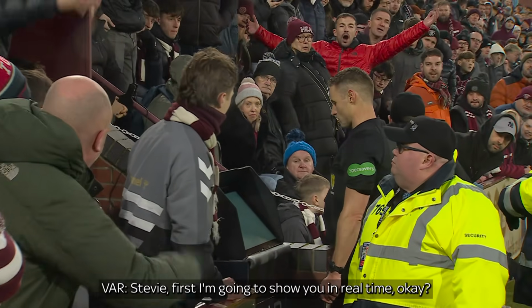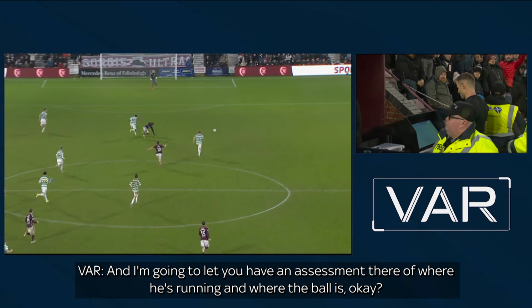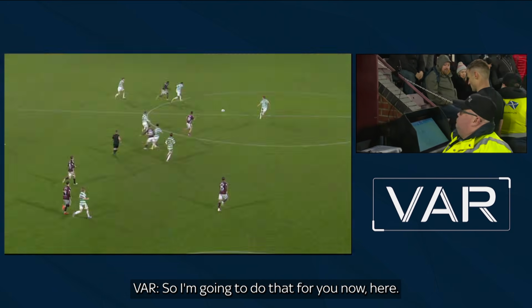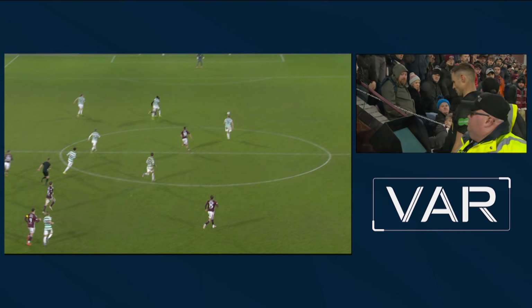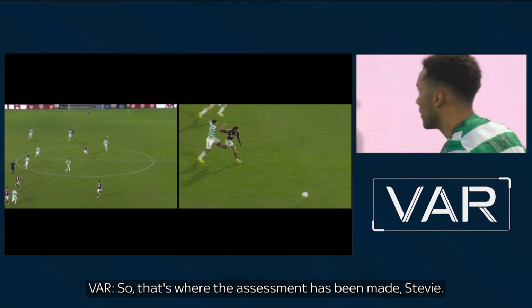Right, okay, Stevie, I'm going to show you it in real time, okay? And I'm going to let you have an assessment there and where he's running and where the ball is, okay? And then I'm going to stop it at the point of contact. So I'm going to do that for you now. So that's where the assessment has been made, Stevie.